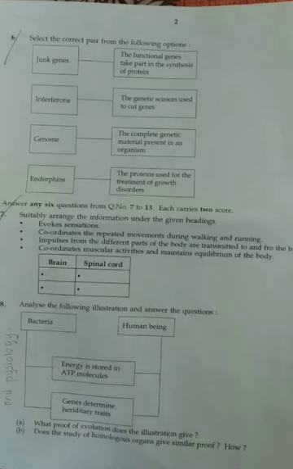Then look at the seventh question: suitably arrange the information under the given heading. You are given two columns, brain and spinal cord, and you need to arrange the four options in the respective columns. Evoke sensation is a characteristic of the brain. So evoke sensation comes under brain. Coordinating the repeated movements during walking and running comes under spinal cord.